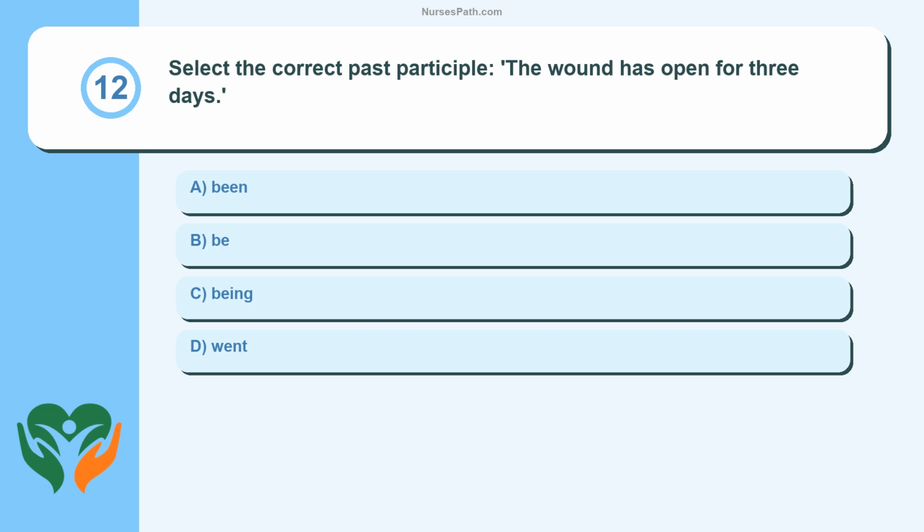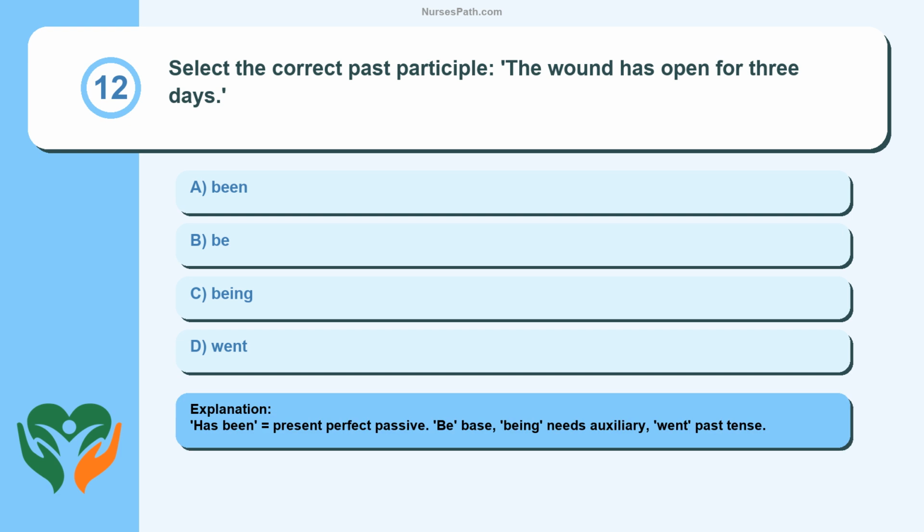Question 12. Select the correct past participle. The wound has ___ open for 3 days. Been, be, being, went. Has been equals present perfect passive. Be is the base form, being needs an auxiliary, went is past tense.